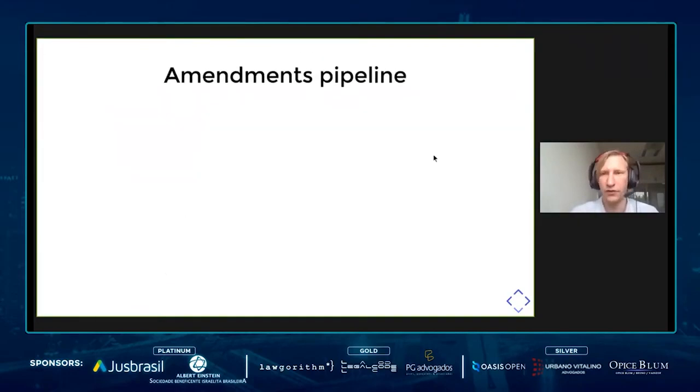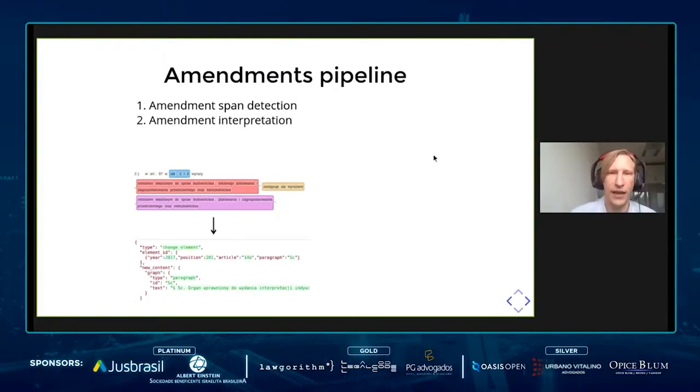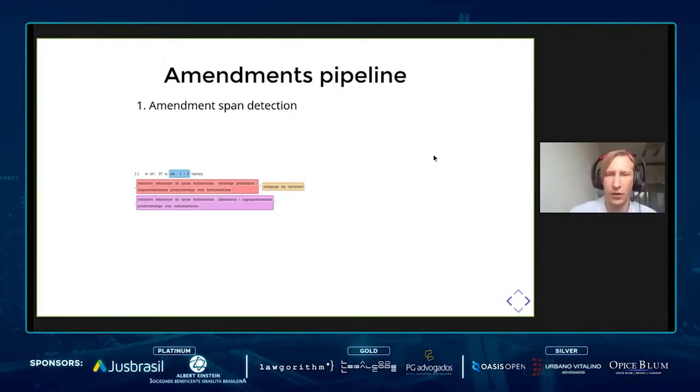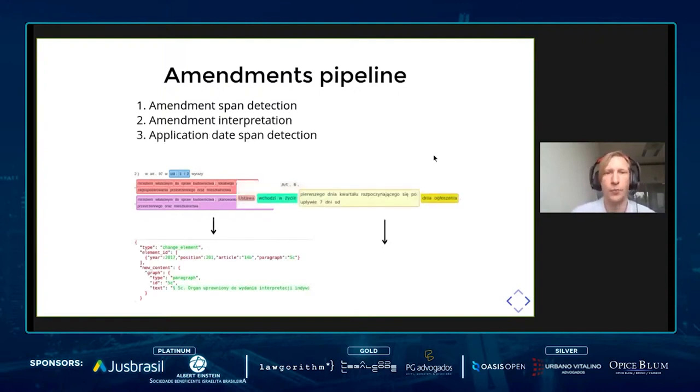So we have developed this amendments pipeline, which includes four stages. Amendment span detection. Then when we detect the spans, we interpret these spans. Then we also have to detect the spans related to the dates when is the application of given amendment, and then we have to interpret these dates. So this presentation concentrates only on the first step, the amendment span detection.